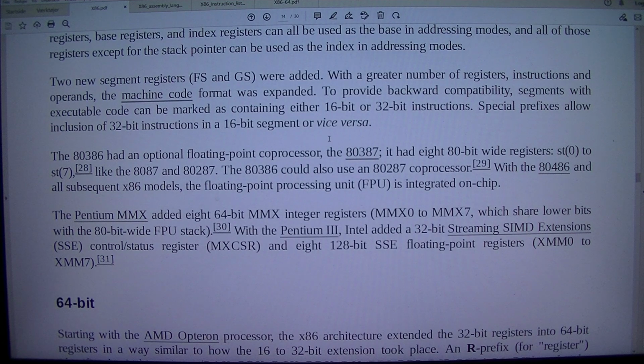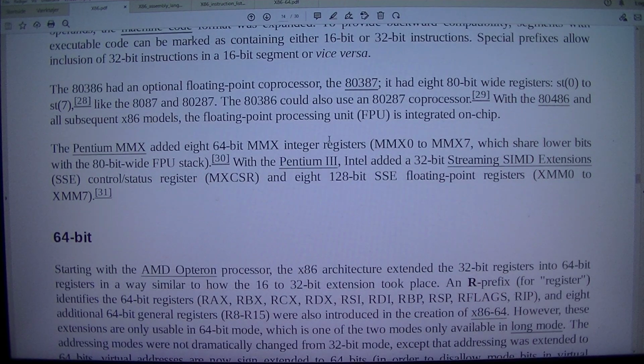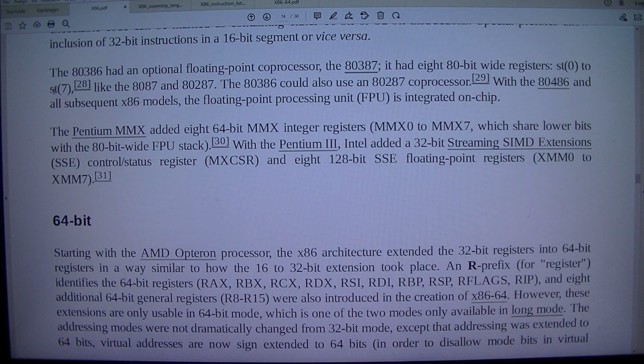The 80386 had an optional floating point coprocessor, the 80387. It had 8 80-bit wide registers, ST0 to ST7, 28, like the 8087 and 80287. The 80386 could also use an 80287 coprocessor.